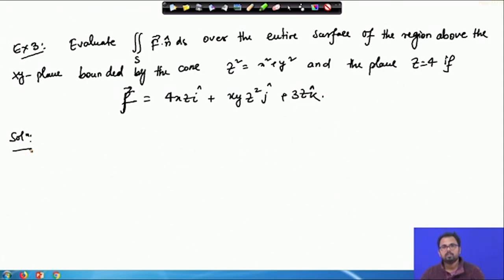So, here we have to evaluate this surface integral, where we have the given vector function and the given volume or the given surface. Basically, this surface integral is over the region above the xy plane bounded by this cone and the plane z equals 4. So, the terms in this vector function are all algebraic functions. They are all algebraic functions, and basically, in a way, they are products of x, y, and z square. So they have continuous partial derivatives. So we can use Gauss divergence theorem.